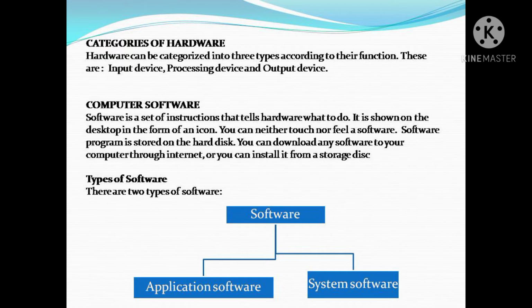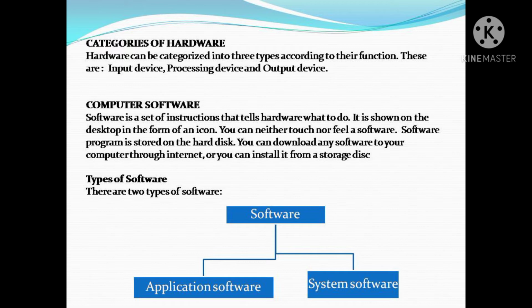So you need to have software to use that computer. I have all the CDs of the software, but if I do not have a computer, then there is no use of my CDs, because I do not have the hardware. I don't have the machine itself, so there is no use. So software is a set of instructions that tells hardware what to do. It is shown on the desktop in the form of an icon. All the software on your laptop or computer, you can see in the form of icons. You can neither touch nor feel software.